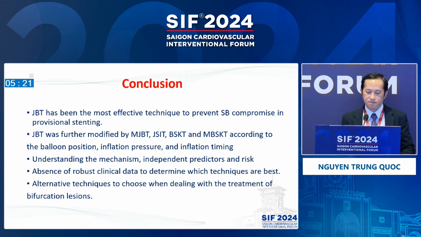So understanding the mechanism, independent predictors and risk to protect the side branch. And up to now, there is an absence of robust clinical data to determine which of the techniques is the best. So there are alternative techniques to choose from when dealing with the treatment of bifurcation lesions. Thank you very much for your attention.